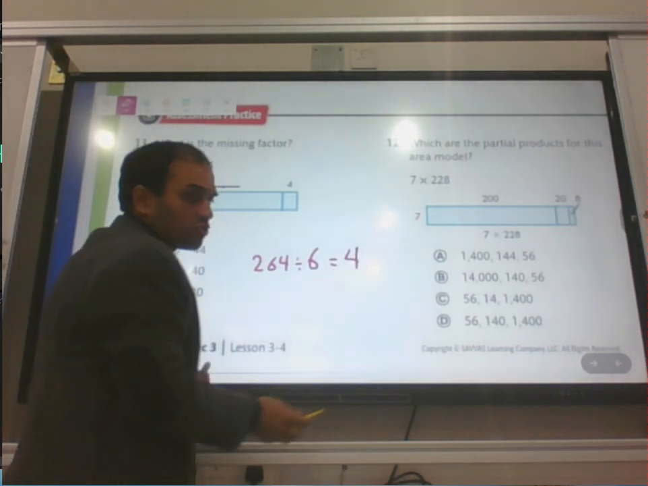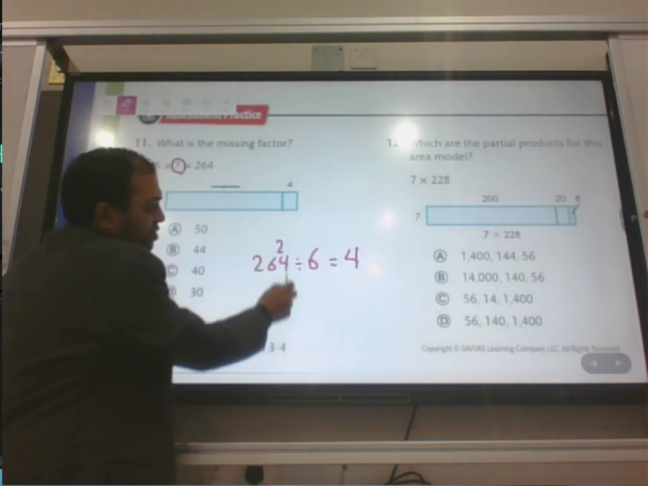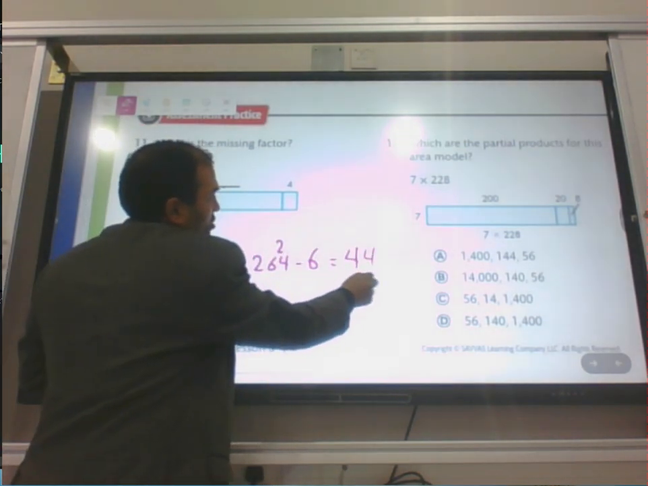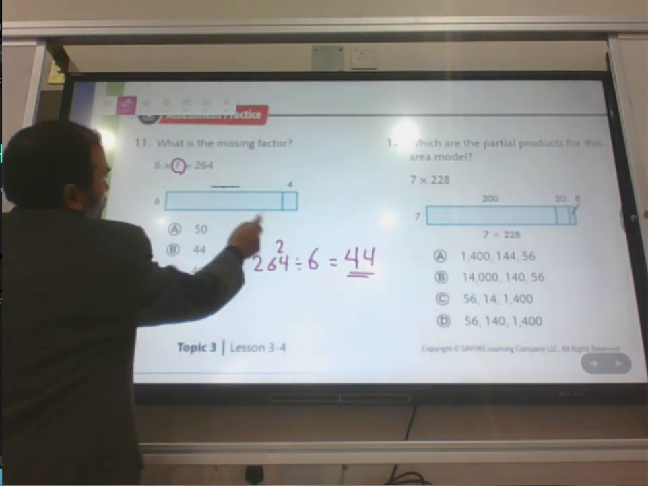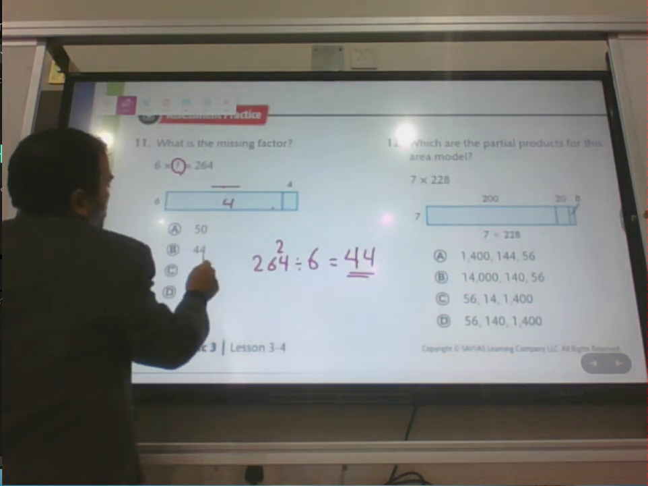Because 4 times 6 is 24, and remember the 2. The result up here, remember. Then 24 divided by 6 equals 4. So this number will be 44, so you must write here 40. 40 plus 4 equals 44.